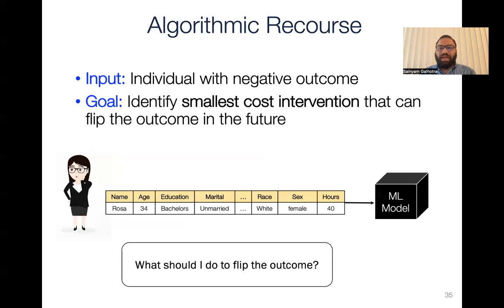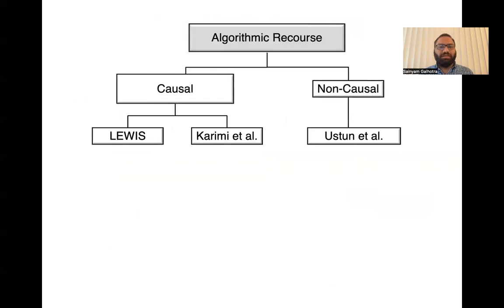Now, let's get to the last part of this section, where we look into recourse. Recourse aims to identify minimum cost interventions so that the outcome of the model gets flipped. Consider the same example of Rosa, who received a negative outcome, and now Rosa asks the question, what can I do to flip the outcome of the ML model? And let us look at 3 most popular techniques that study recourse and answer this question for Rosa. 2 of these techniques are causal, and 1 of them is non-causal. Let us start with the first technique by Ustun and others, which is a non-causal technique.